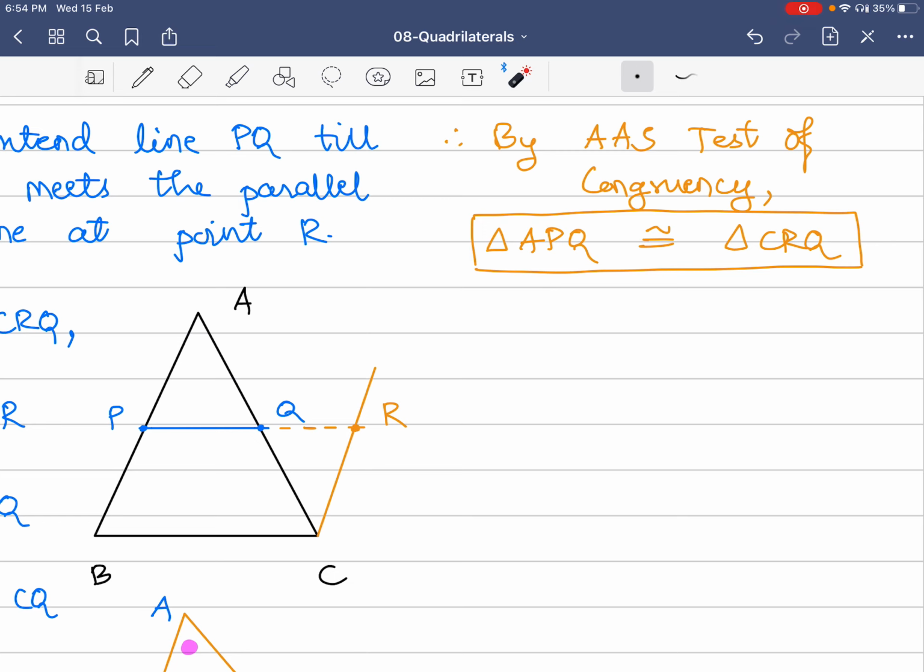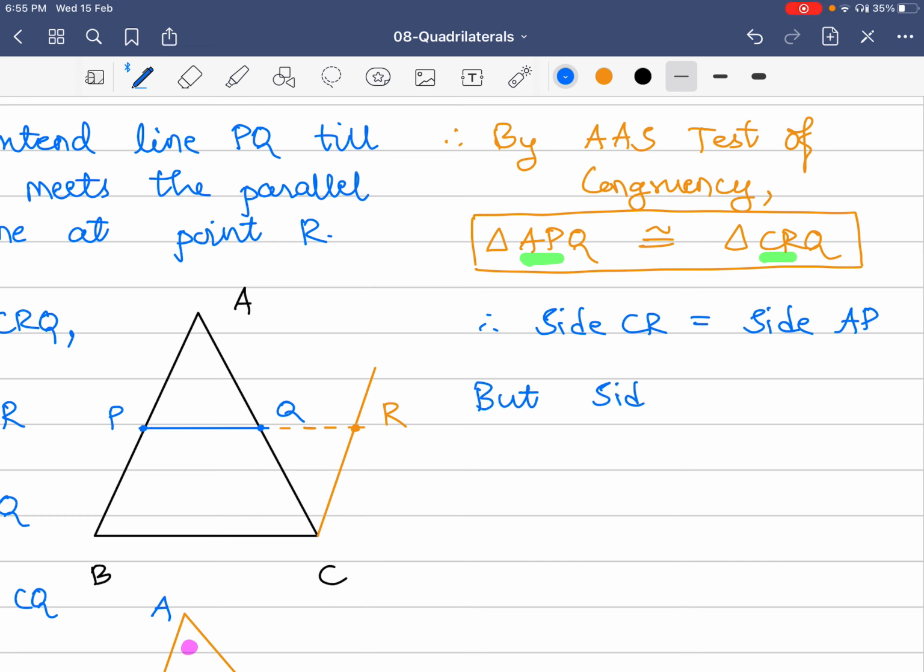Now, once we prove two triangles are congruent, all three sides and all three angles are also congruent to each other. So we get CR is equal to AP. Again let me use a highlighter. So this side CR will be equal to side AP, one-to-one correspondence. Therefore side CR is equal to side AP. But what is side AP equal to? Once again, P is the midpoint of this side AB. So AP is also equal to BP, because P is the midpoint of side AB.